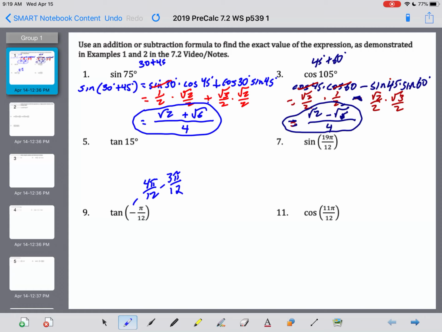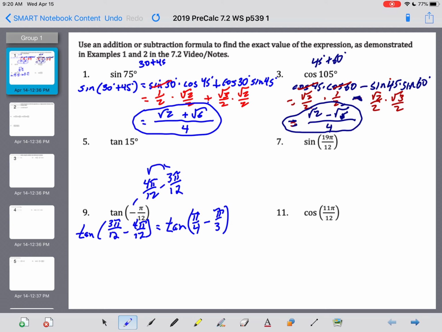So when I go ahead, I have to switch this around here to make it negative here. So I'm going to rewrite this as the tangent of 3 pi over 12 minus 4 pi over 12 because it's a negative 1 pi over 12. So now I need to simplify this a little bit here, because 3 over 12 gives me pi over 4 minus, and then 4 pi over 12 is pi over 3. So that's the direction we need to go here. So there's a lot of things going on as we work through this.